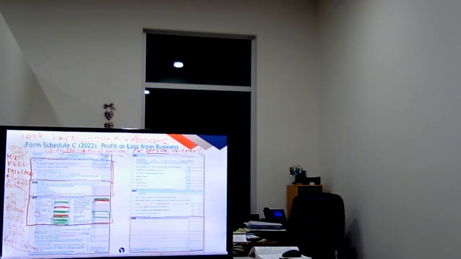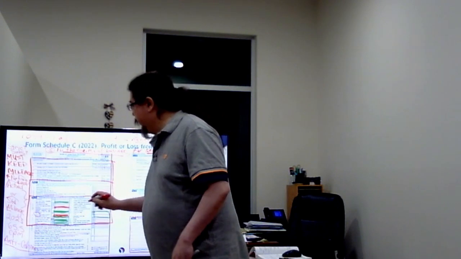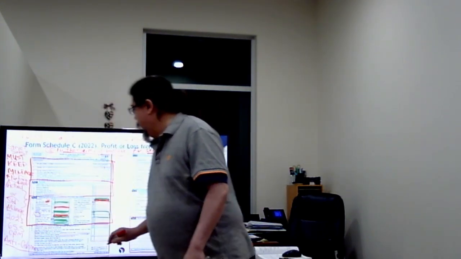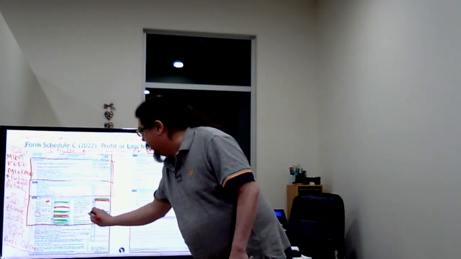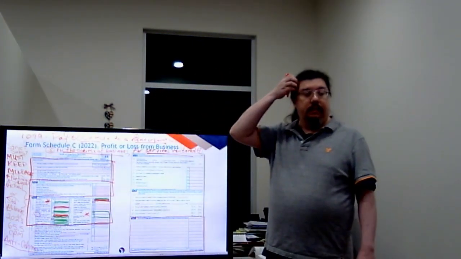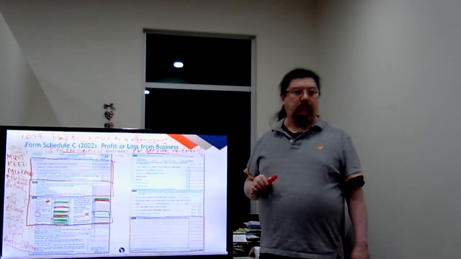But travel and meals are, just like car and truck expenses, which I'll put a star by. This one I'll also put a star by. These are also strict substantiation items. Yeah, my sister's really strict on travel and food.